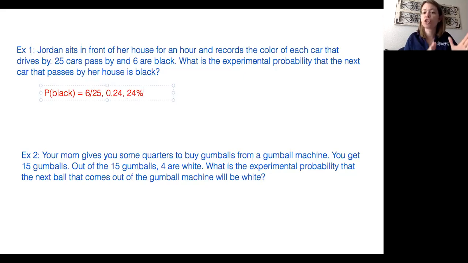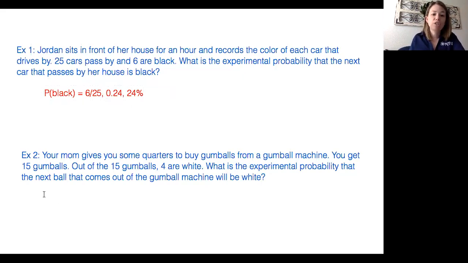And if you're not sure how to change that fraction into a decimal, all you have to do is take the top number 6 and divide it by 25. So if you have a calculator handy, you just plug in 6 divided by 25, and there you have it. Okay, so for this experiment, based on Jordan's data, we would make a prediction that the probability of a black car driving by next would be about 24%. Okay, now let's go ahead and take a look at this next problem.